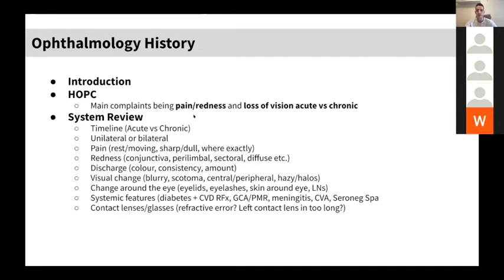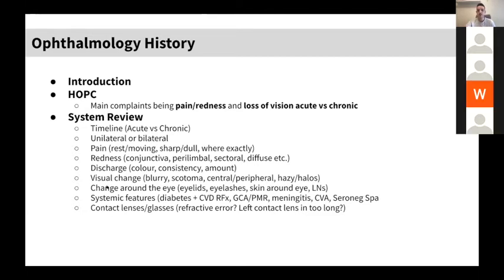For an Opthal history, the main things that you'll probably see in an OSCE are either eye pain, eye redness, or a painful red eye together, or some sort of visual loss. Whether it's acute or chronic, those are the main presenting complaints that you'll see. So really know how to nail these down quite well.